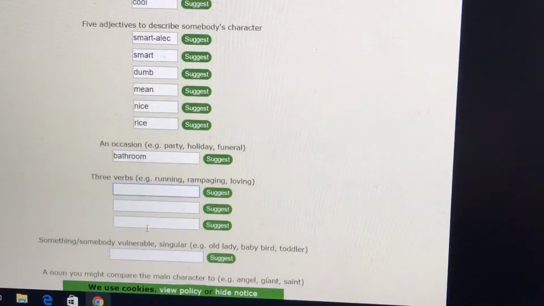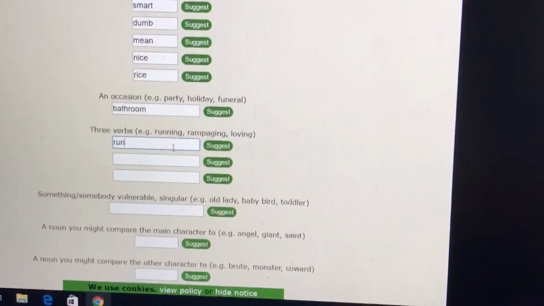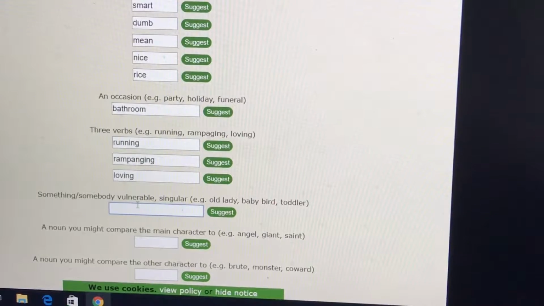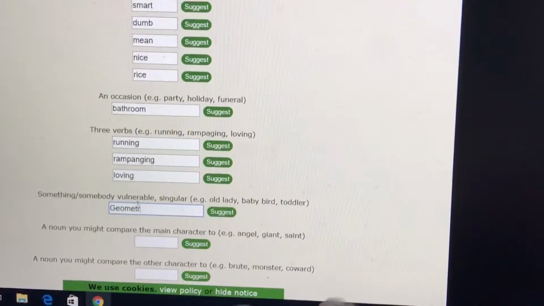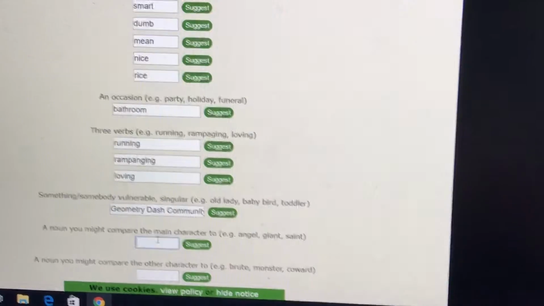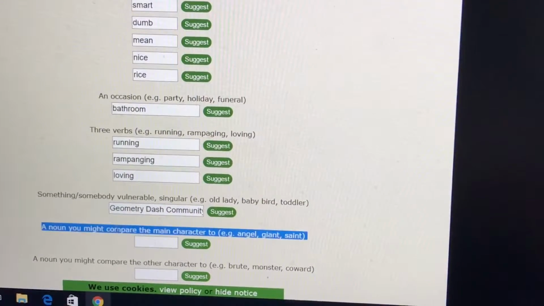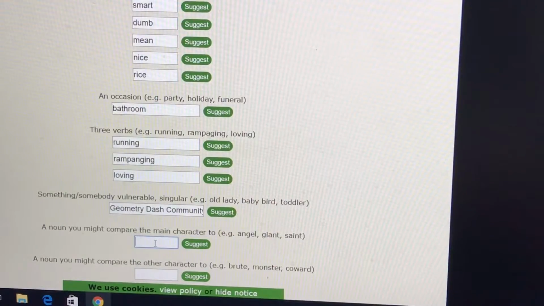Three verbs. Example: running, rampaging, loving. It's an emotional story, so we can just call it loving. They gave us perfect examples. Something or somebody vulnerable, singular: old lady, baby bird, toddler, Geometry Dash. How about the Geometry Dash community, because they always get mad at each other? They always get mad at each other. So true. People are making fights all the time.